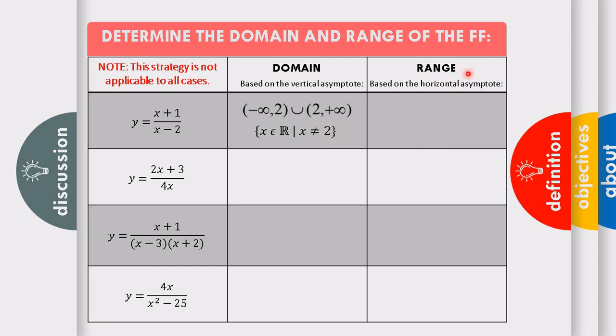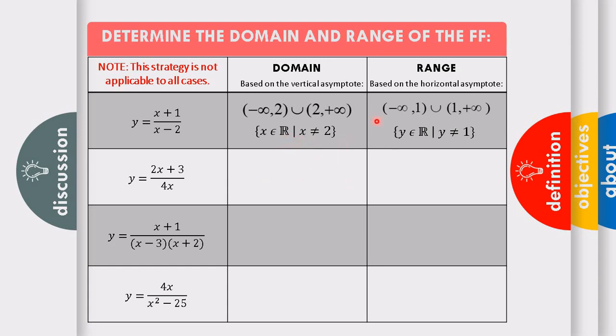While the range, we will restrict the range based on the horizontal asymptote, which is 1 a while ago. So negative infinity to 1, union 1 to positive infinity. So in set notation, the range is y, an element of real numbers, such that y is not equal to 1. To understand, we just need to write x or y, an element of real numbers, such that x or y is not equal to the asymptote.